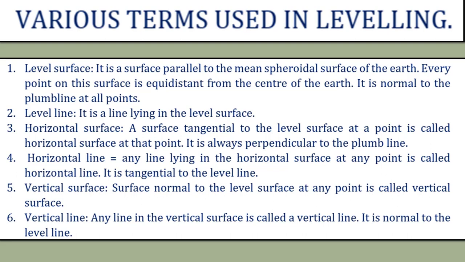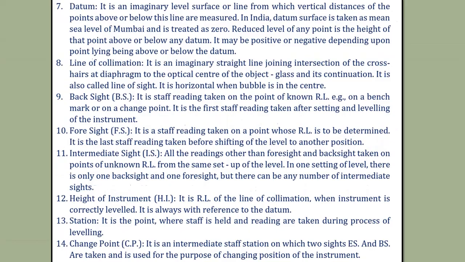Vertical surface: a surface normal to the level surface at any point is called the vertical surface. Vertical line: any line in the vertical surface is called the vertical line. It is normal to the level line. Now datum: it is the imaginary level surface or line from which vertical distances of points above or below this line are measured. In India, the datum surface is taken as MSL at Mumbai and it is treated as zero. Reduced level of any point is the height of that point above or below the datum.